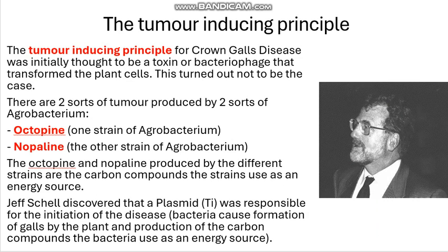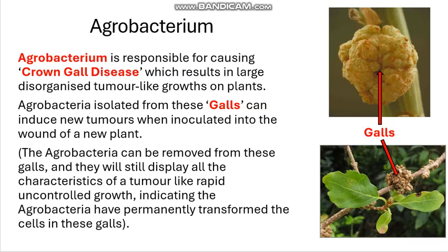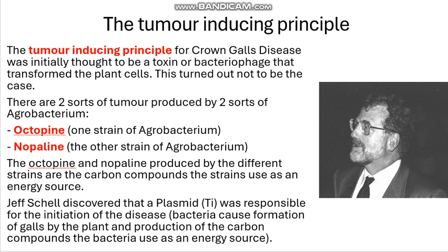So the tumor-inducing principle is basically trying to figure out why these tumors are being formed. I'm just going to use the word tumor to describe the gall because it's easier, but just know I'm using the terms interchangeably. The tumor-inducing principle for crown gall disease was initially thought to be a toxin or bacteriophage that transformed the plant cells, but this turned out not to be the case.